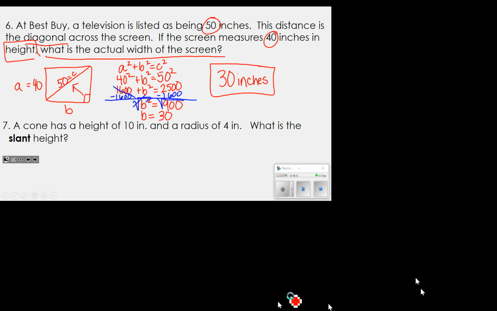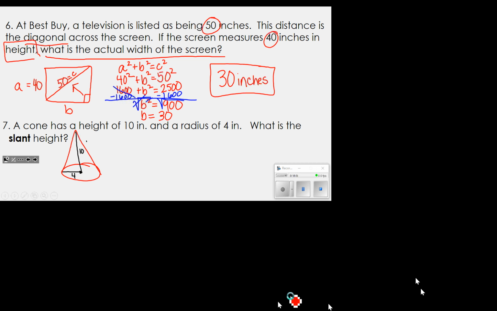Question number 7. A cone has a height of 10 and a radius of 4. So if you have your cone, and I am terrible at drawing, but there it is, almost looks like a witch's hat. The height of the cone is 10. So here's the center, that's going to be 10. And the radius is 4, so the radius is halfway. That's going to be 4.